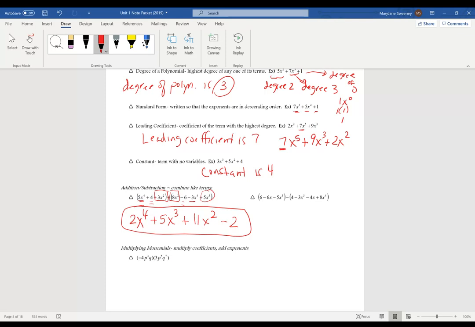With subtraction, you just have to remember to distribute the negative to the second parentheses. So the first parentheses stays the same. Second one, we distribute the negative. And then it just becomes like the last problem. We're combining like terms. So we have a negative 8x to the 4th. That's that one. So we're done with that.